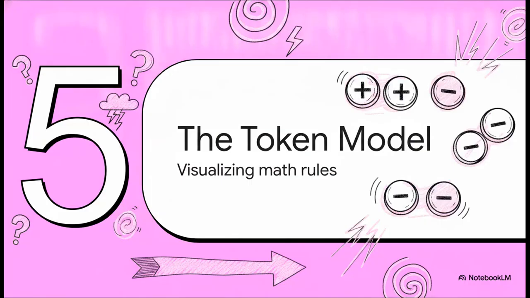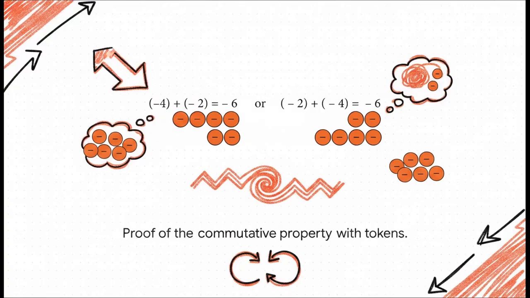And finally, Section 5, using the token model. Let's see if these fancy new rules hold up when we toss negative numbers into the mix. We'll test the commutative property using these red negative tokens. On the left, we start with 4 negative tokens and add 2. Boom! A pile of -6.